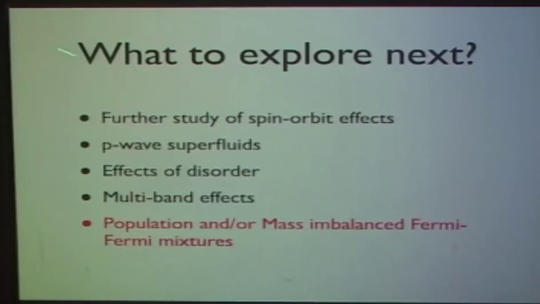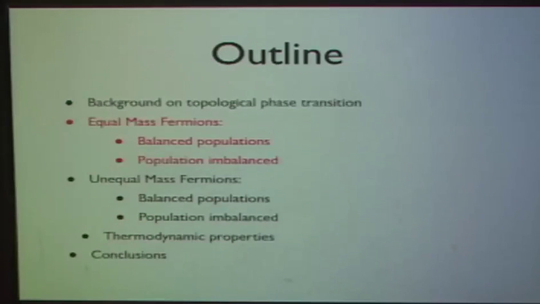So what will be next? This is the list of what we are going to do and what we have done, and some of them are still in progress. We're going to have further study of spin-orbit effects and maybe P-wave superfluids, the effects of disorder and multiband effects, and maybe the effects of population and mass imbalance, the Fermi-Fermi mixture, on the topological phase transitions. Today I just focused on the population and mass imbalance effects on the topological phase transition in ultra-cold systems. So first, let me discuss the equal mass fermions.